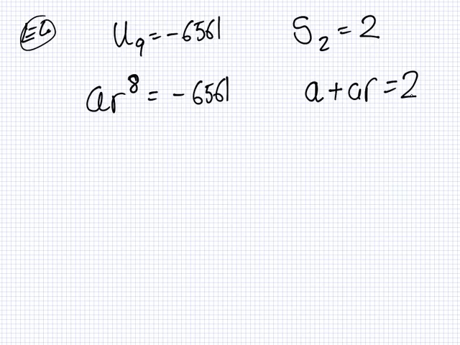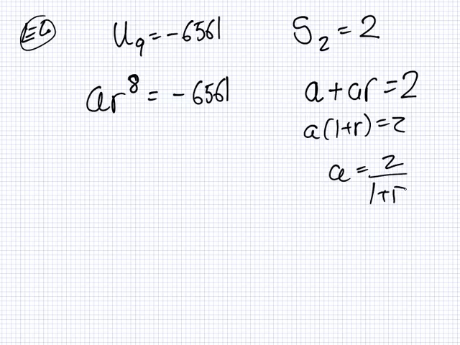Now, this one is more difficult to solve. Last time we could use division or substitution to get the answer, but in this problem there's only one approach we can take. What is the only method for solving these two equations? Substitution. Now, which way around do you want to substitute? We have two choices. You can get A equals 2 over 1 plus r, and you can get A equals minus 6561 over r^8.